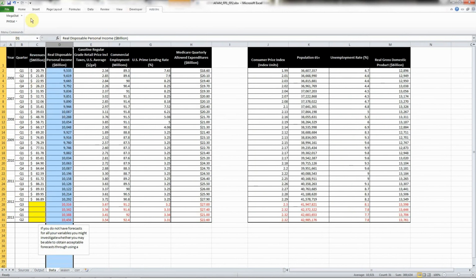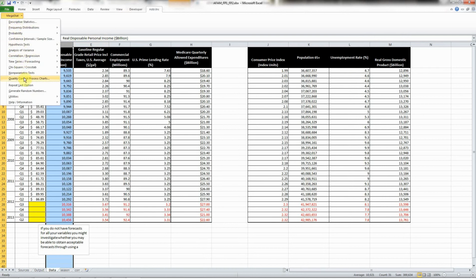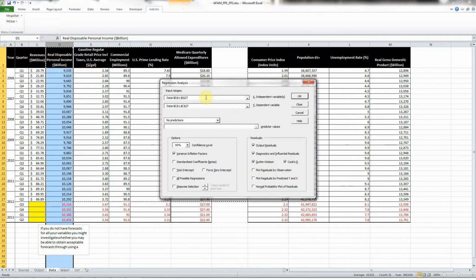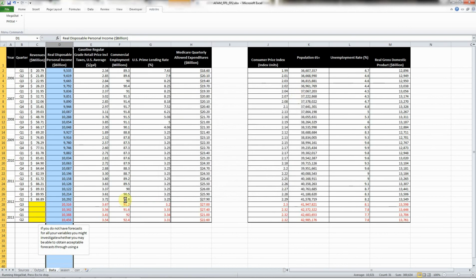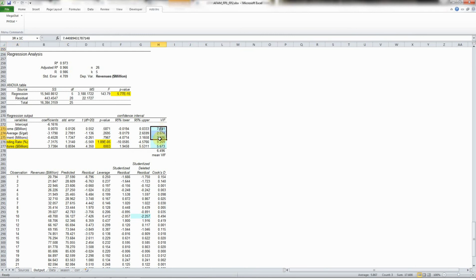delete that and go back to Megastat, and I'm pretty sure I'm going to be okay at this point, multicollinearity wise. Okay, got that there, and this time, because I'm pretty sure I'm okay, let's just make sure it's okay. Okay, there we go. So as expected, they're all below 10.